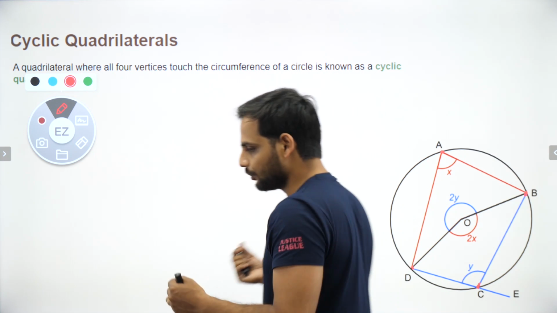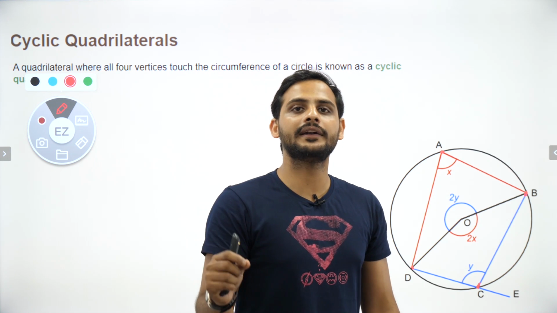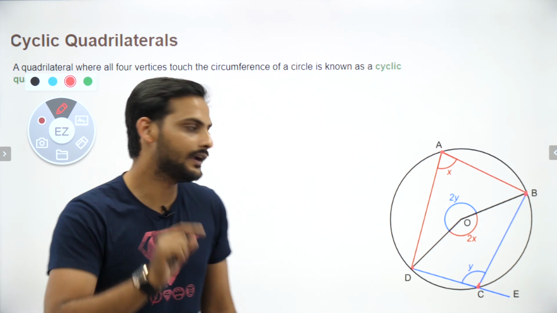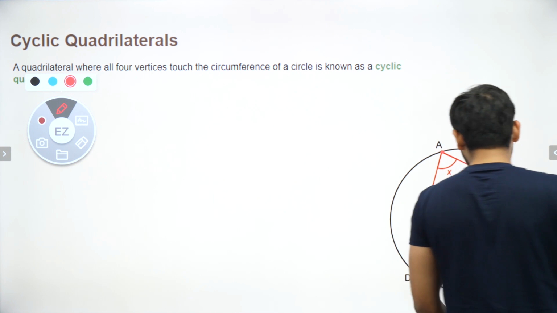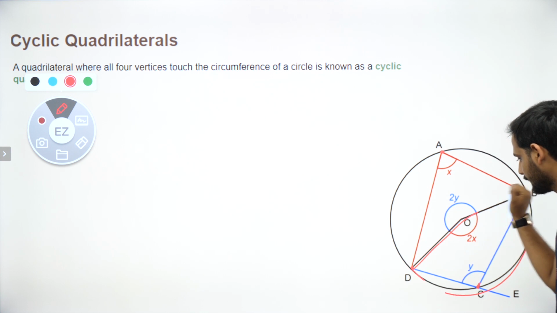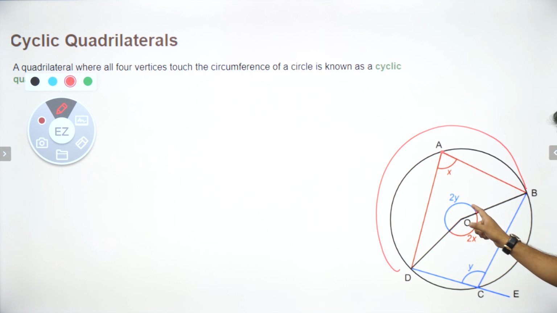Understood? Now for the proof we need a very specific piece of information: the angle subtended by any arc at the center is double the angle at the circumference. So let us say this arc DBC is subtending an angle of 2x at the center. So at the circumference it will subtend an angle x. Similarly, the rest of the arc, this part, subtends an angle of 2y at the center, so it will subtend y at the circumference.